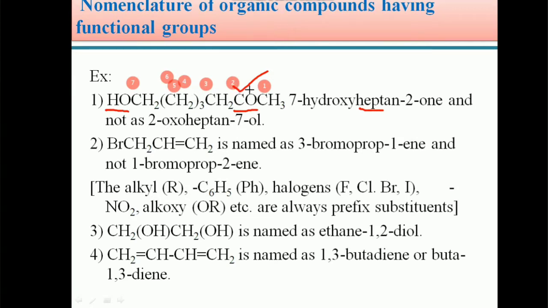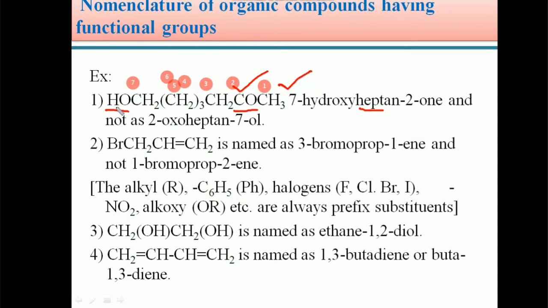This is the principal functional group. That's why we are giving numbering from right to left. And the OH group acts as a substituent because OH is less priority than keto group. Therefore, the IUPAC name of this compound is 7-hydroxy. OH group is assigned as a hydroxy. 7-hydroxy heptan, second carbon is having this double bond O. Heptan-2-one. This is the correct IUPAC name of this compound.